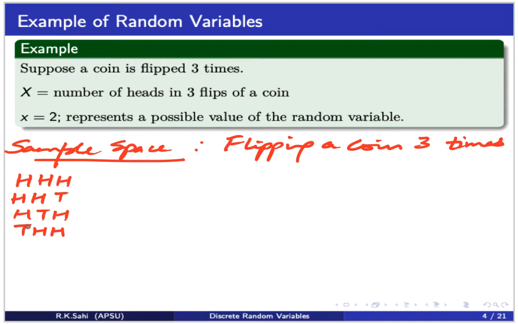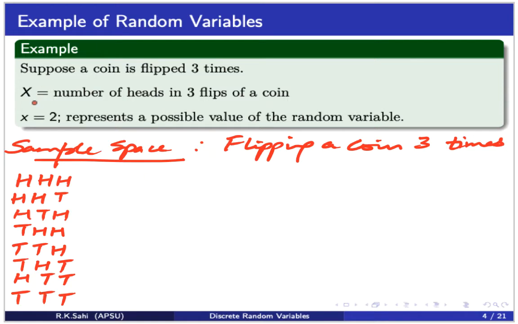2 heads. Then we can have a scenario with 2 tails and a head: tail, tail, head; tail, head, tail; and head, tail, tail. So these 3 are contributing towards 1 head. And finally, a scenario where there are no heads. Now, this was easy because it's only flipping a coin 3 times. Suppose we had to flip a coin 10 times. Would you like to write the sample space? Well, I would not. So is there another way of writing the sample space where all the information is given about it? Let's look at that.